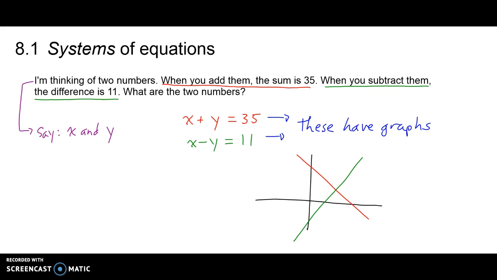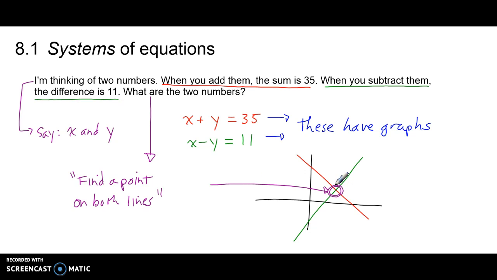The solution that you're looking for has to be something that solves both equations. In other words, visually speaking, we're looking for a point that is on both lines. So when we ask what the two numbers are, translate that into finding a point on both lines. And you look at the picture, and it's kind of obvious. It's that point right there. That point is on both lines.